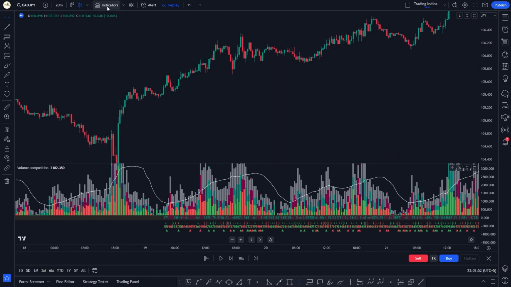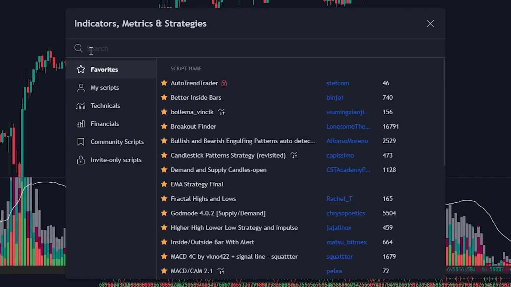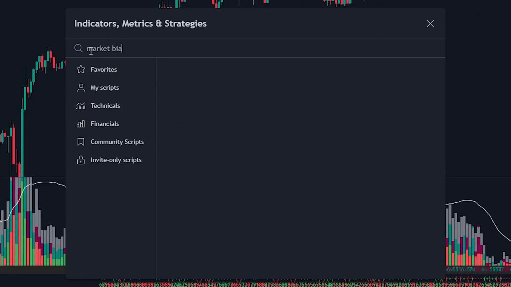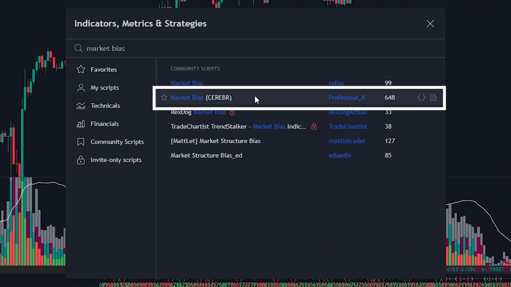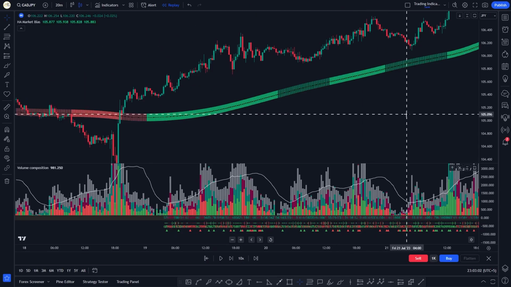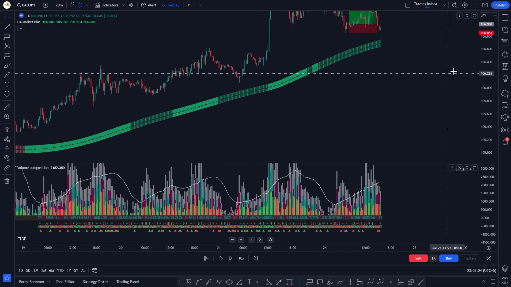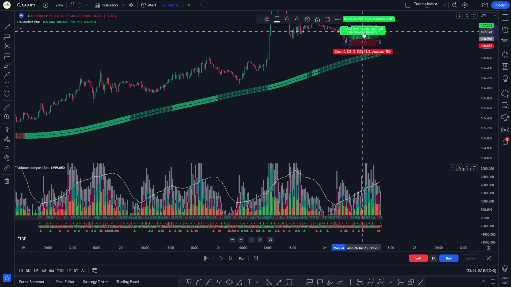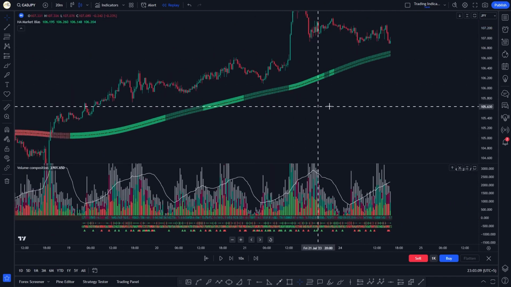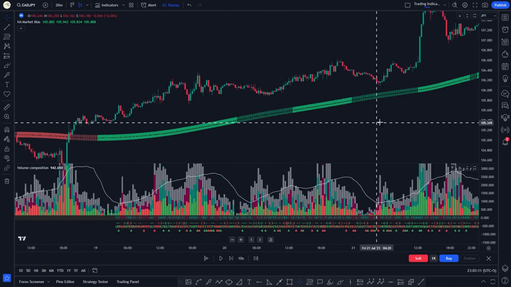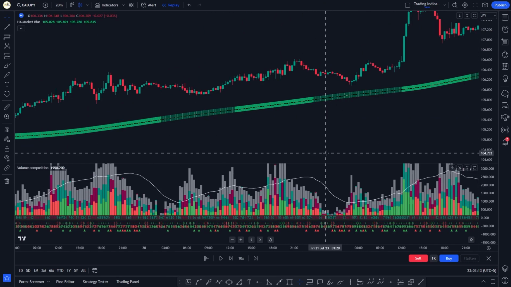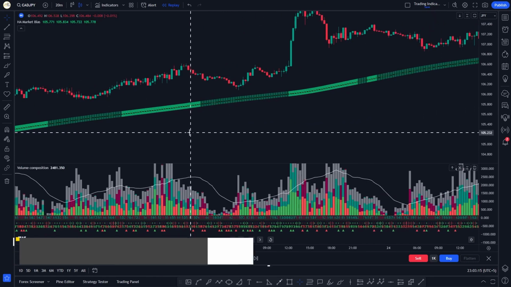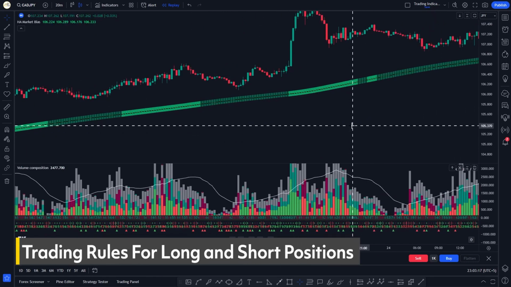So for that, we're going to go towards the indicator tab, and here we're going to search for market bias. And once we search this, we're going to add this one by Professor X to the chart. Now, once we add this, the indicator gives us the market bias, whether it's in the buyer's or the seller's direction. And using this indicator, we will definitely be able to remove some of these false signals. So now let's go ahead and talk about the trading rules for taking long and short positions.